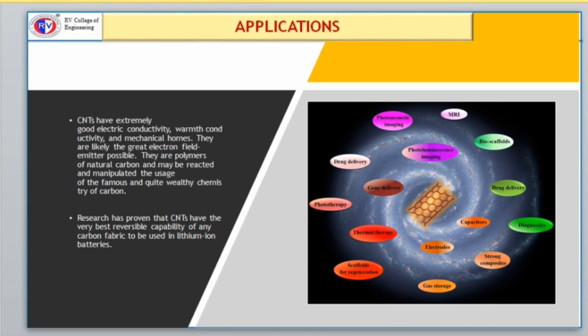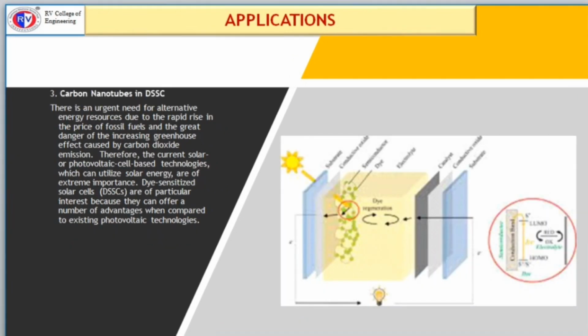Carbon nanotubes are also used in DSSC, that is dye-sensitized solar cells, since there is an urgent need of energy resource due to the increasing greenhouse effect which is caused by CO2 gas. So as compared to the existing photovoltaic technologies, carbon nanotubes are far more efficient in DSSCs.